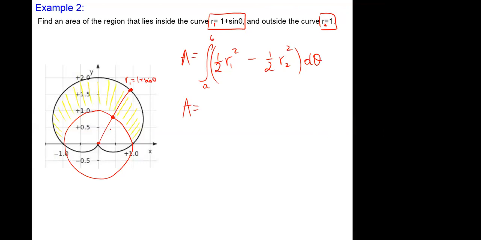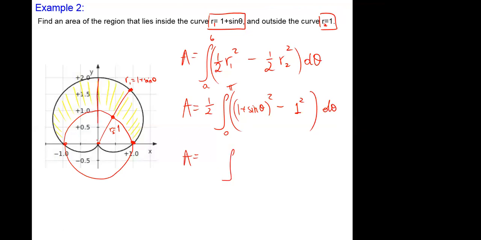Okay, and this is just this one, the shorter radius. Okay, now I can put 1/2 outside. The longer radius is 1 plus sine theta squared, and this one is just 1 squared. I can keep that square for now. And my limits of integration are from 0, because we can see the graph, to pi. But what we will do, we will use the symmetry from 0 to 90.